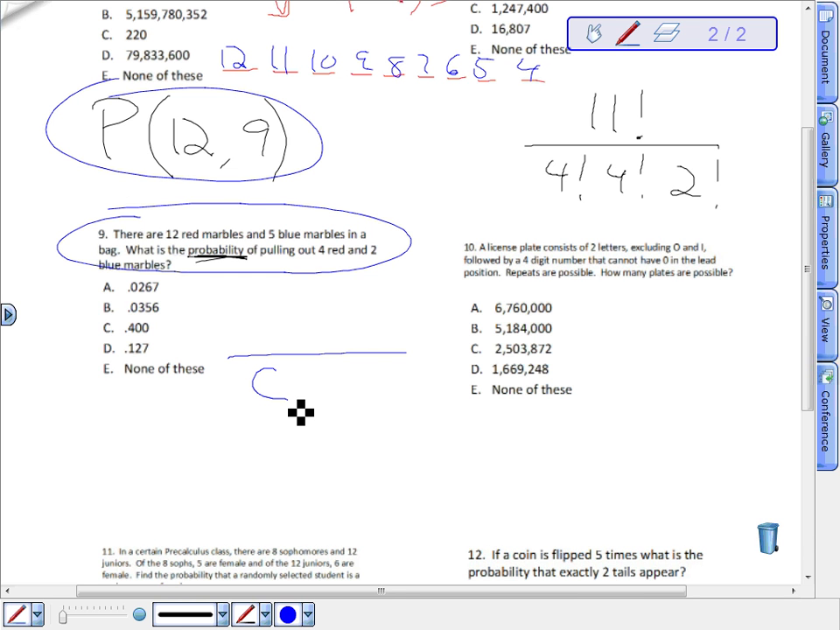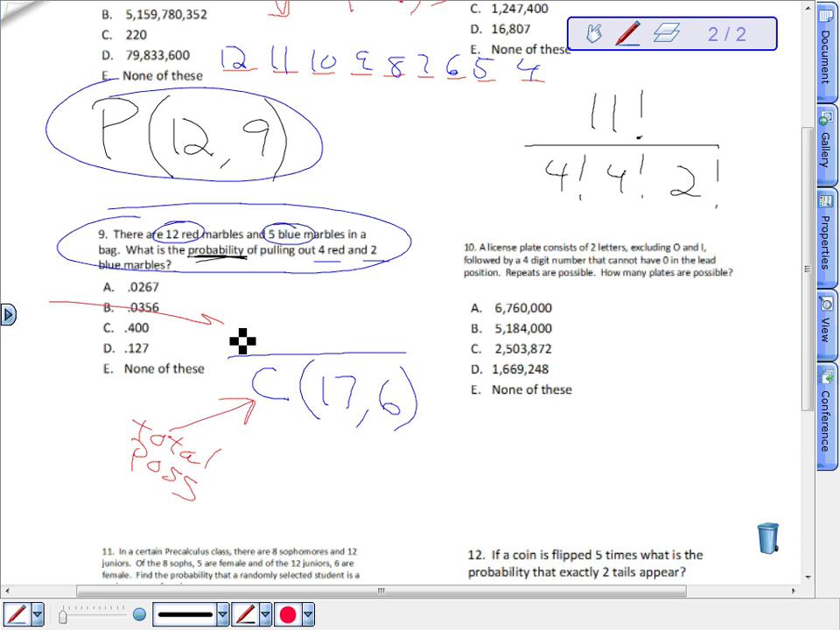The bottom for probability is how many total choices there are. So it's a number of combinations for how many total marbles are there, which is 17 marbles. There's 12 red and 5 blue, so there's 17 marbles, and I want to pull out 4 and 2, so I want to pull out 6 of them. So that is the total possibilities. Remember, probability, as basic as it gets, is total possibilities goes on the bottom. So that's the total number of ways I can pull out 6 marbles.